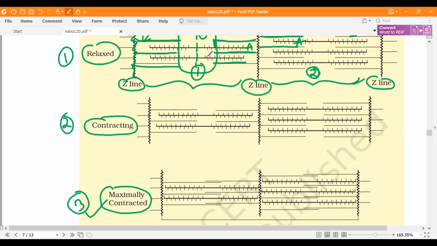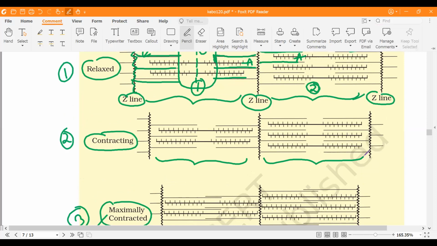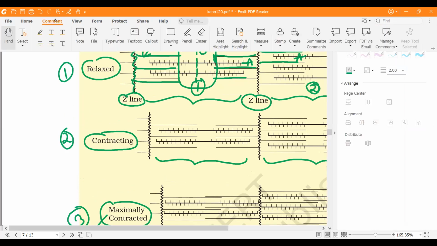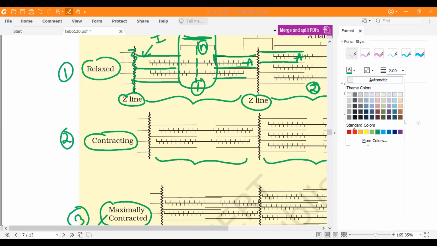If you see better over here, this sarcomere distance has decreased. See over here, this distance was more. If you see in the relaxed stage, the distance was quite more.